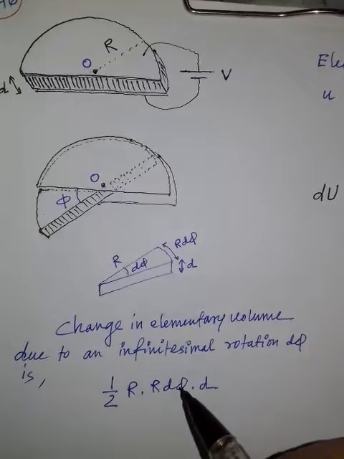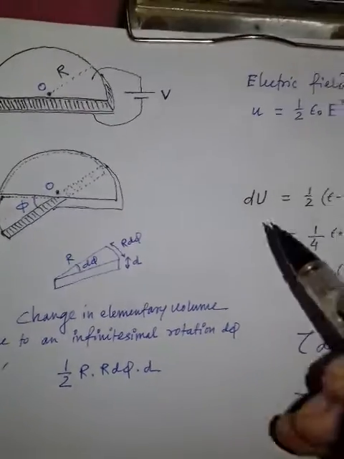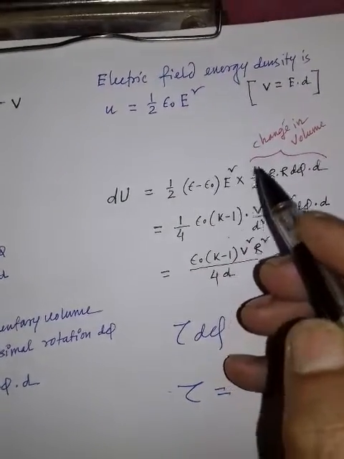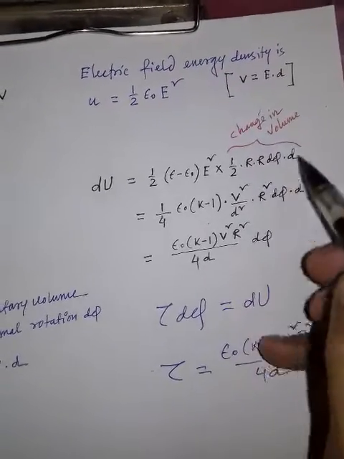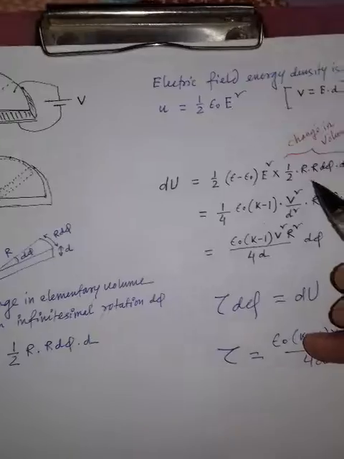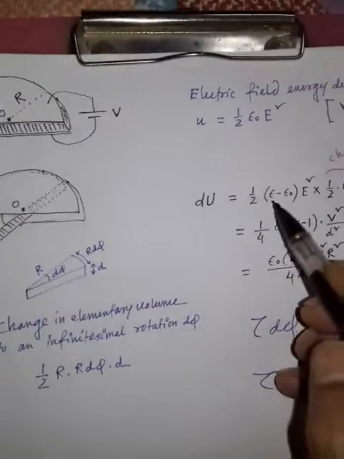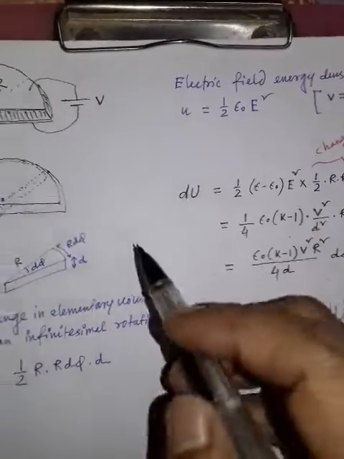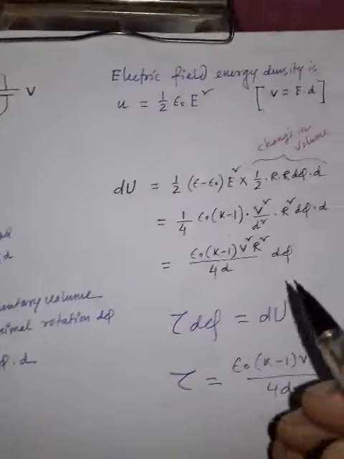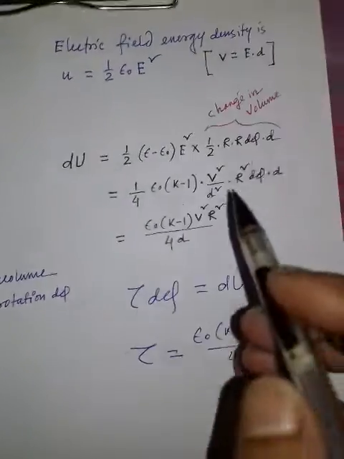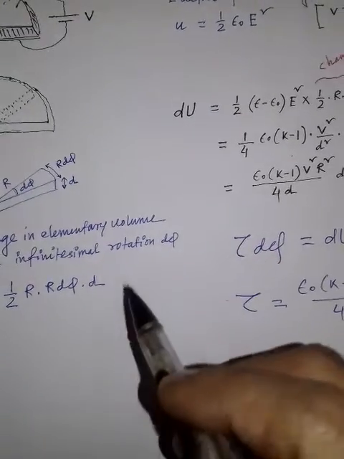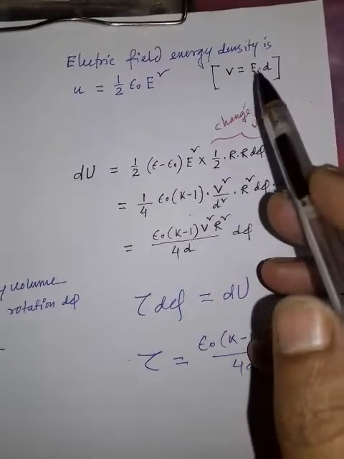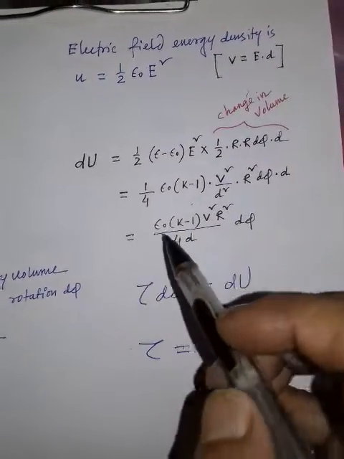Due to this change in volume, the corresponding change in energy would be like this: half epsilon minus epsilon naught E square into this term, that is, this is the change in volume, where epsilon is the permittivity of this dielectric slab. We know that epsilon is equal to epsilon naught into k. K is the dielectric constant. Just put these two values, that is, the elementary change in volume here, and the value of capital E from here. We readily get the change in energy.